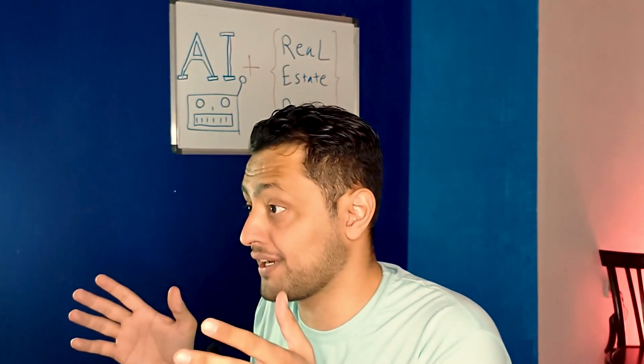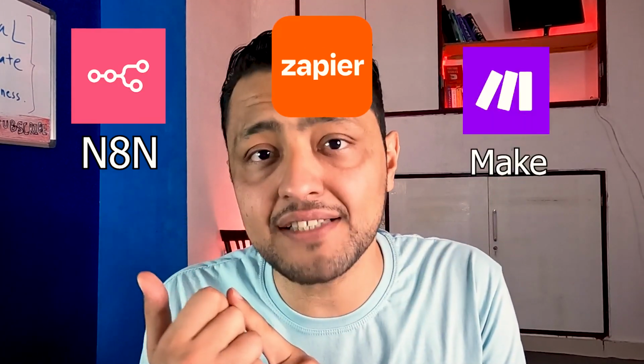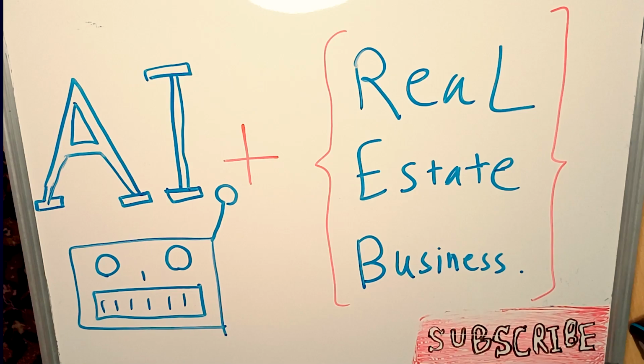Let me give you some real practical examples of what you can do with these AI automation tools and how they exactly work. And then I'm gonna compare n8n, Zapier, and make.com. So stay tuned. Let's go.